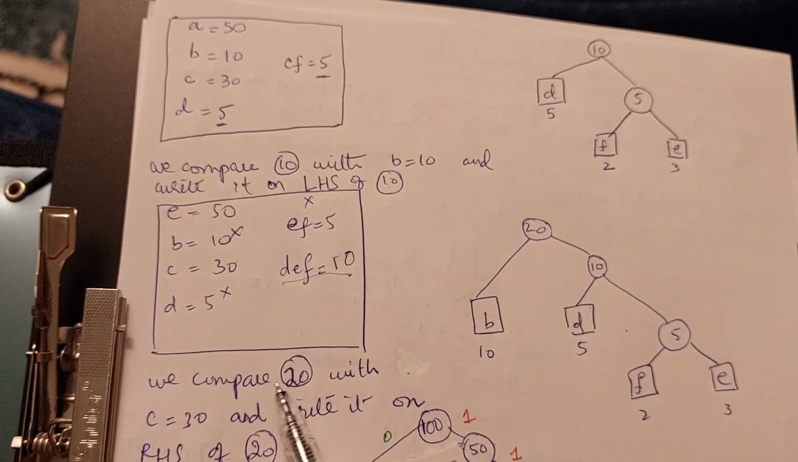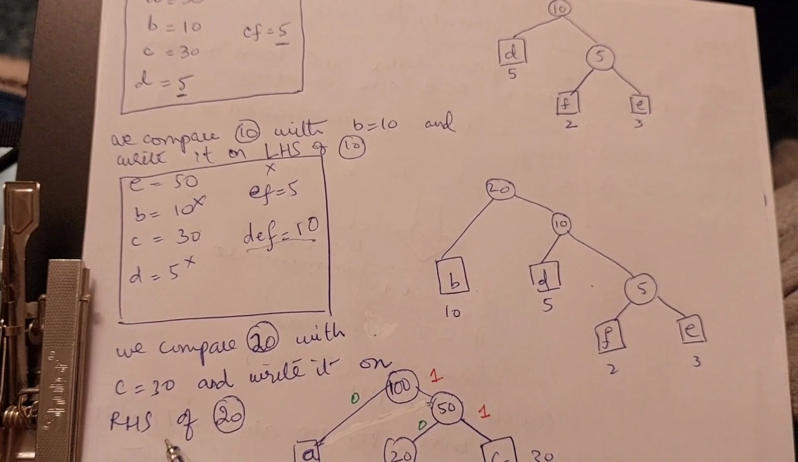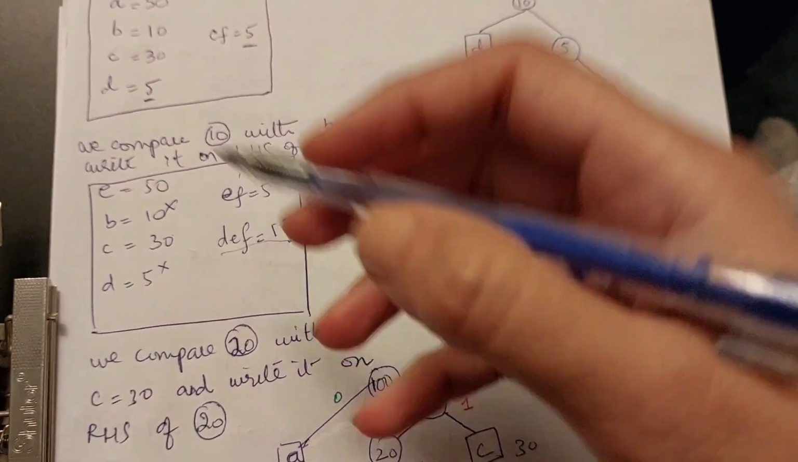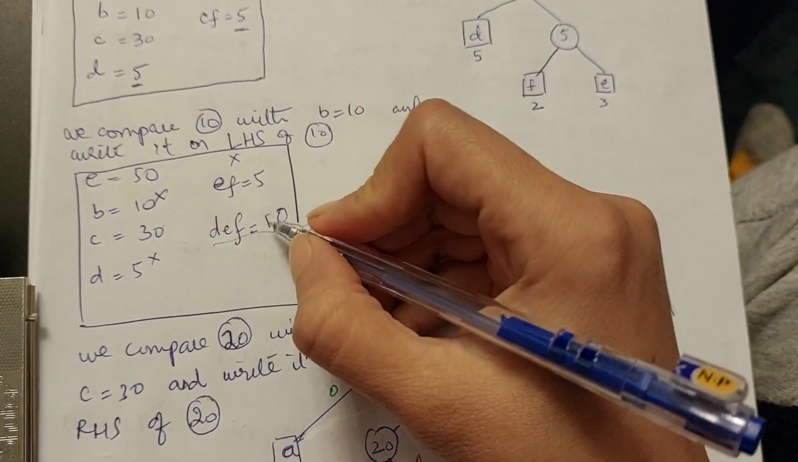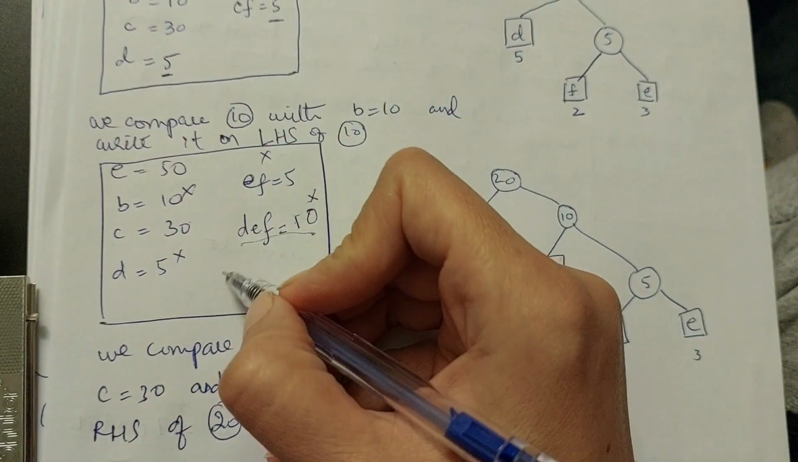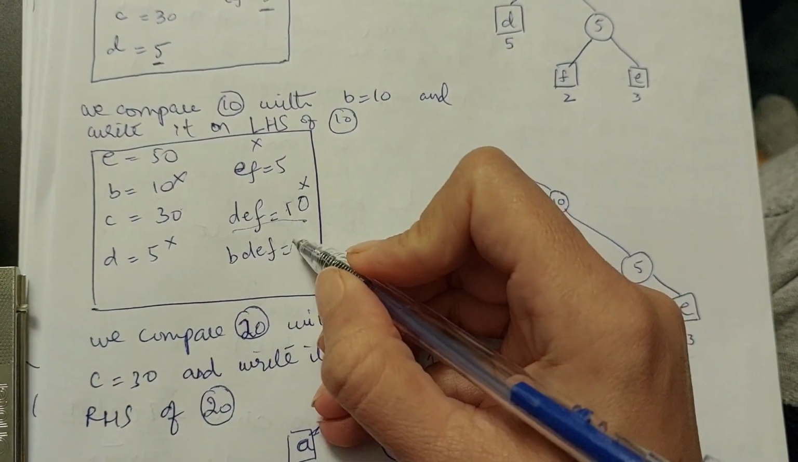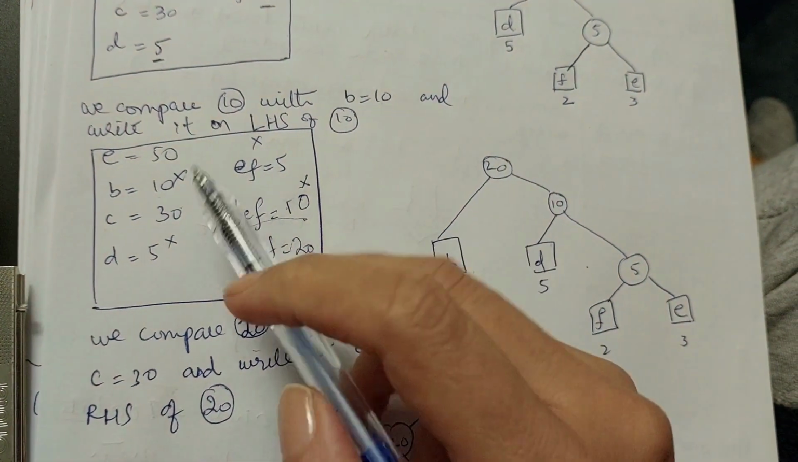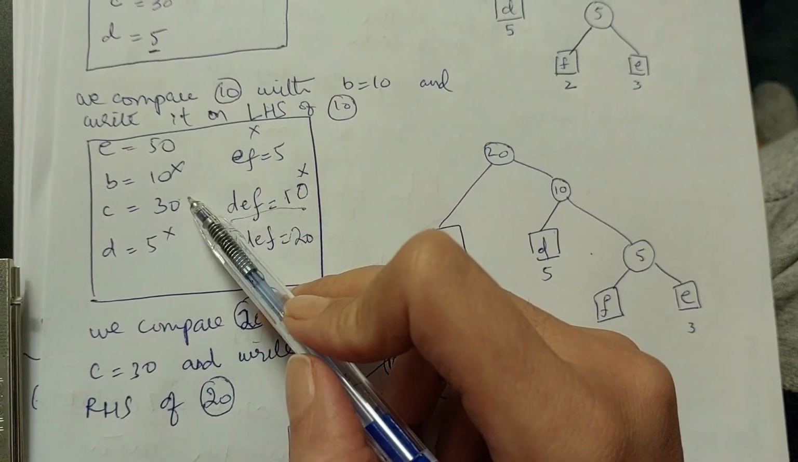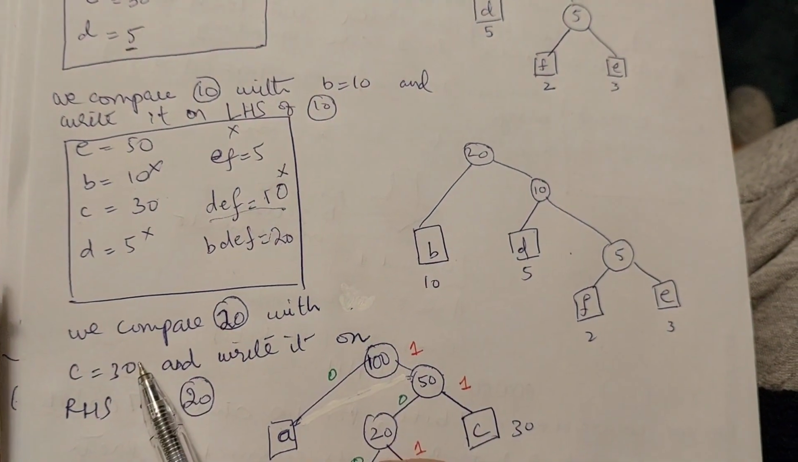Okay, so we compare 20 with C, which is equal to 30, and write it on the right hand side of 20. Now in the next stage you can see that even your B has been cut out, and of course this D, E, F has been cut out. Now what you have got is B, D, E, F, and its value is equal to 20. With this 20 you can either join this C, which is 30, or this E, which is 50. Of course C is the closest to this 20, so we will join this C.